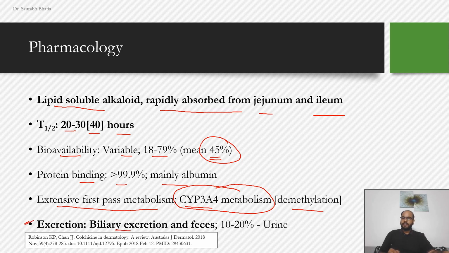Excretion is mainly through bile secretion, through the bile excretion and the feces. 10 to 20% is through the urine. Okay, so majorly it is a hepatobiliary excretion.